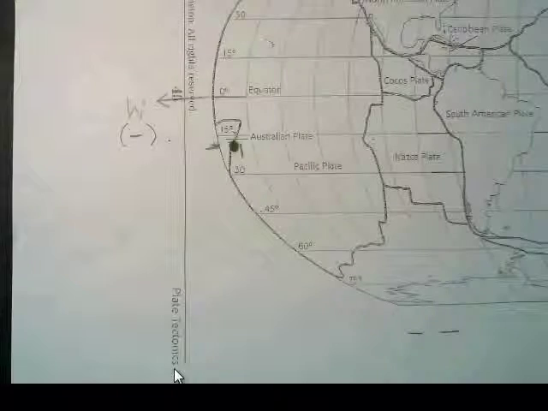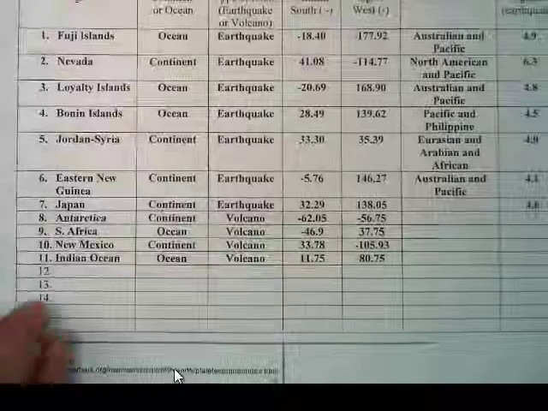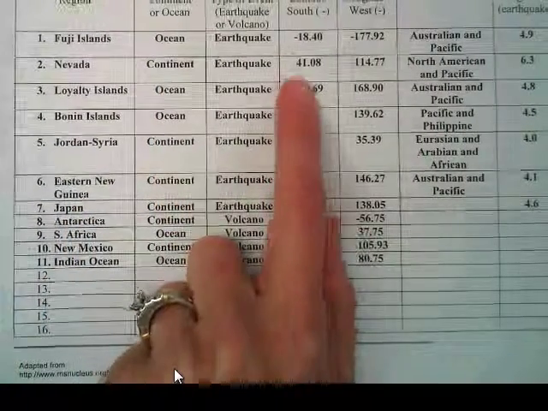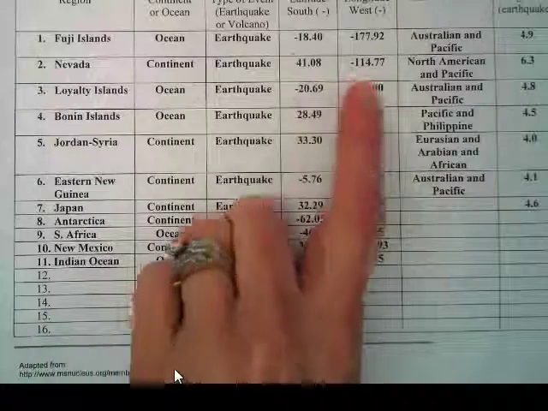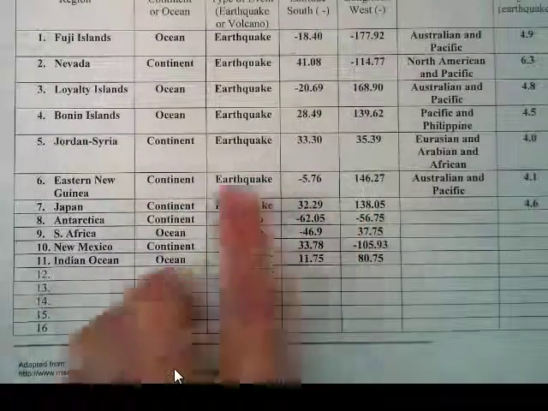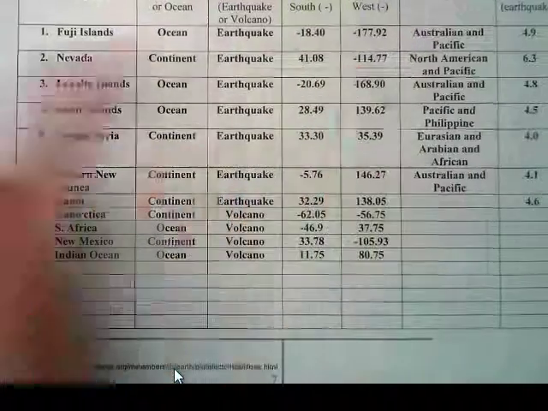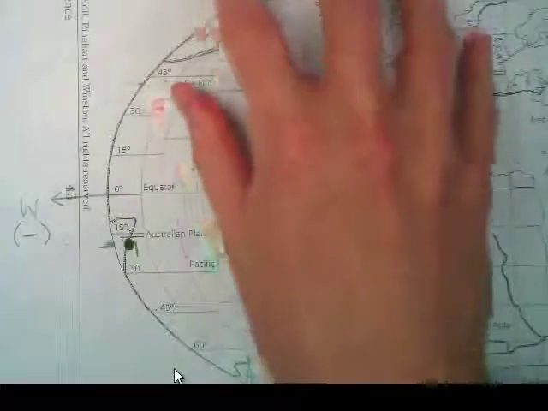So let's do another one. My next one is Nevada. Obviously it's in the United States, so it happens on a continent. The latitude is 41 and the longitude is negative 114. So this means it's north of the equator and west of the prime meridian. So it's going to be in this quadrant right here.